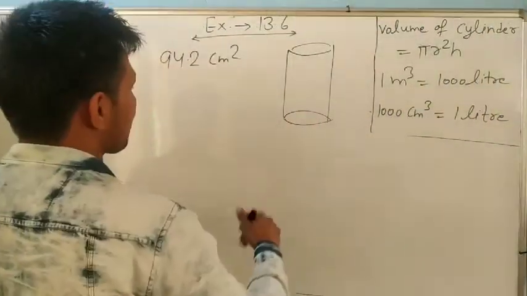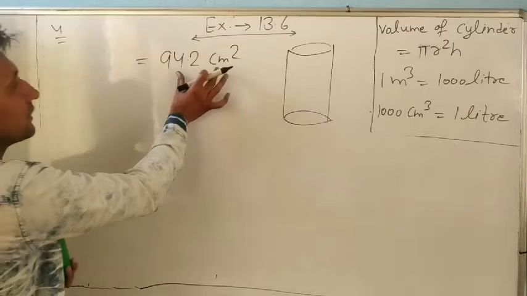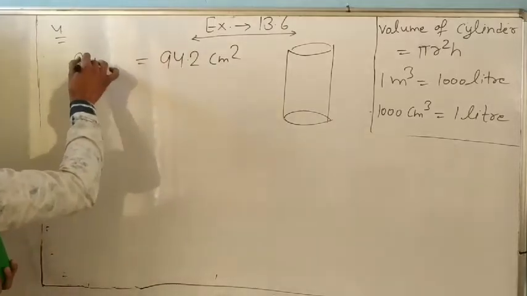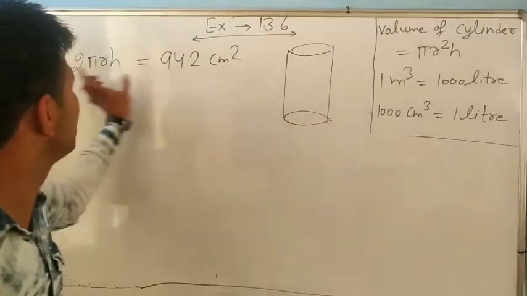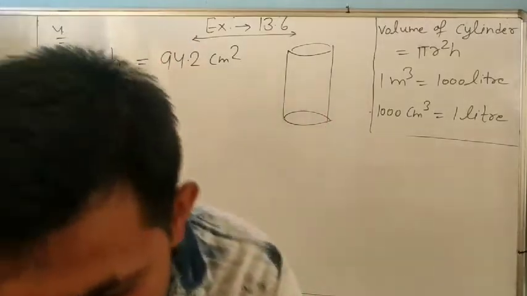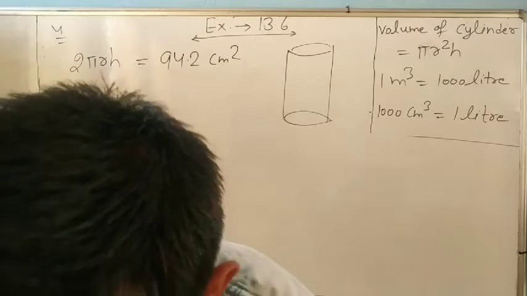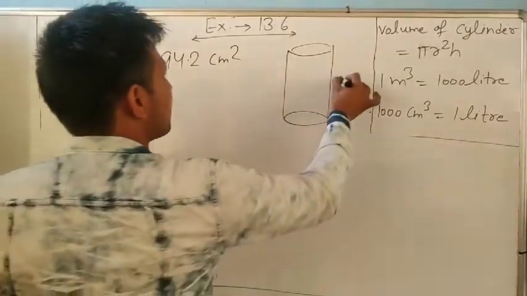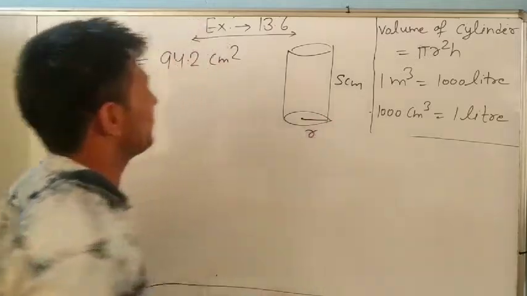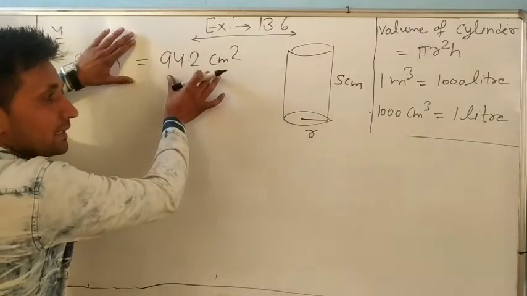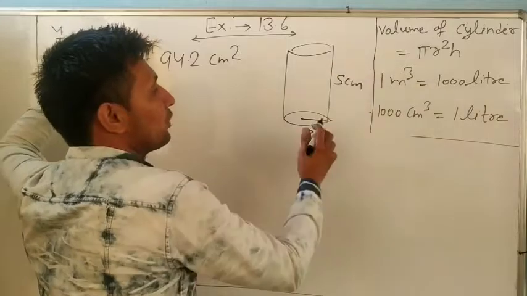So lateral surface area, everyone knows what it is. Lateral surface area of a cylinder formula is 2 pi RH. Find the radius of its base, and if its height is 5 centimeter, we have to find its radius. How will you find? Lateral surface area is given and height is given. We have to find radius.